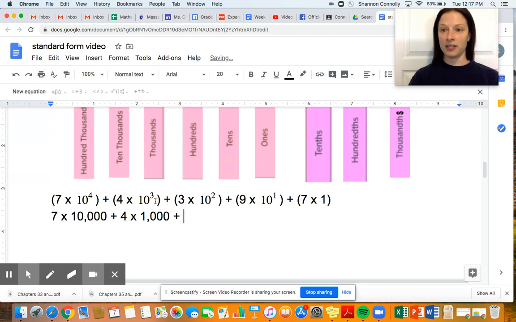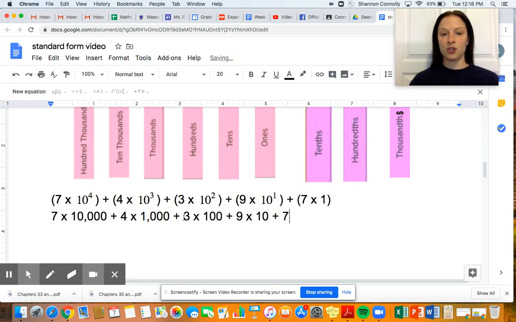Then we have 3 times 10 to the second. We know 10 to the second represents 100 because it's 10 times 10. So we write 3 times 100. 9 times 10 to the first. 10 to the first is just 10. So 9 times 10. And then 7 times 1 is equivalent to 7. So after we've, I'll just write 7 times 1.